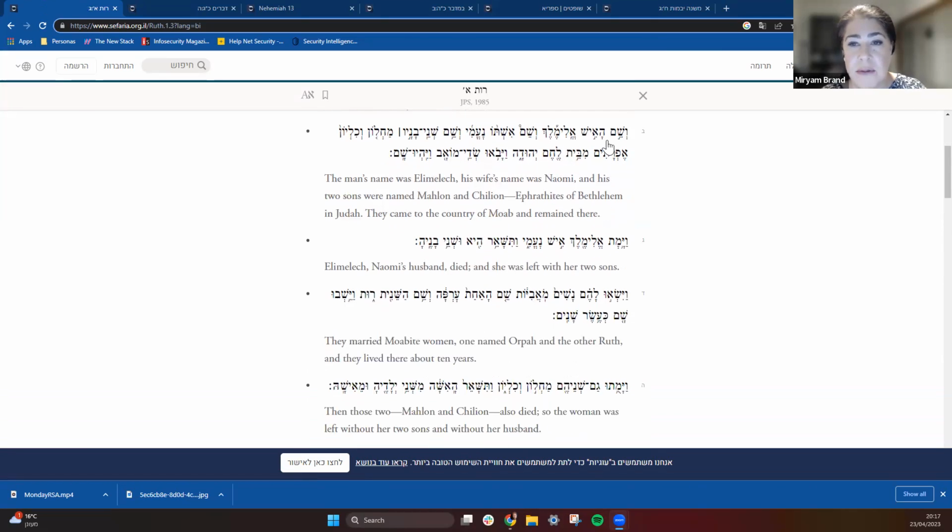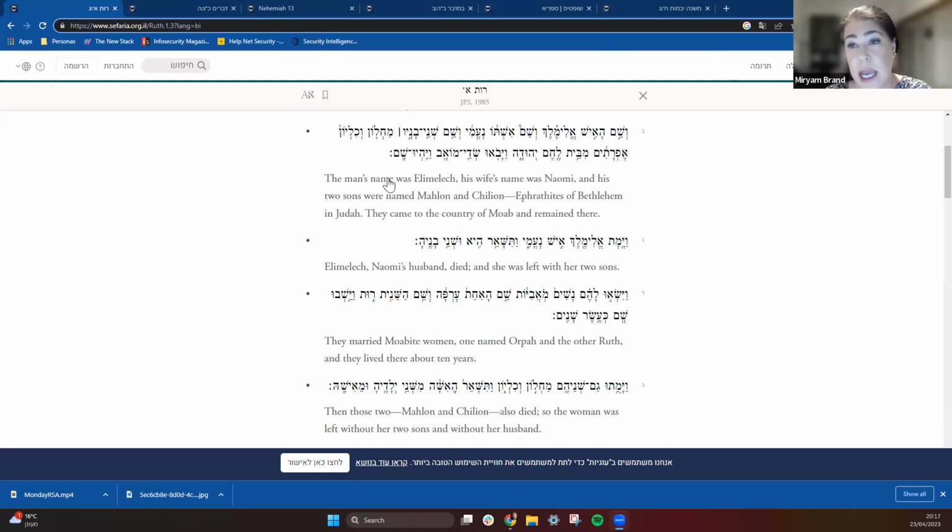Now we get to find out who these people are, and it'll be important, even though Elimelech is maybe less important. "V'shem ha'ish Elimelech, v'shem ishto Naomi, v'shem shnei vanav Machlon v'Chilyon, Efratim mi Bethlehem Yehuda, vayavo'u sdei Moav vayihyu sham." So this man is Elimelech. His wife's name is Naomi. His 2 sons are named according to their end, Machlon and Chilyon.